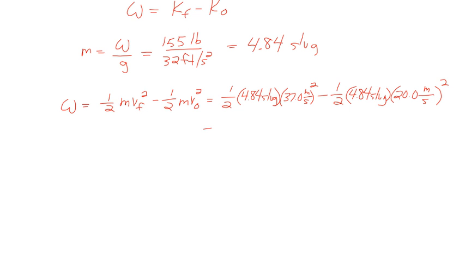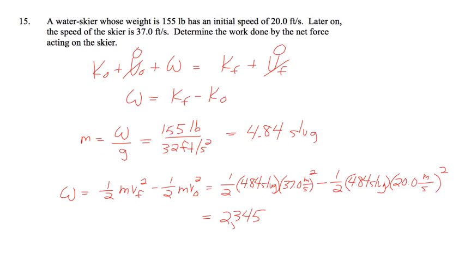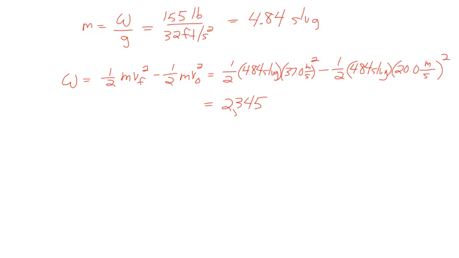And if you solve that, that's going to give you your answer for the work that's needed to raise the speed from 20 to 37. And that came out to be 2,345. And the units in the English system are, whoops, I messed up, because I put meters per second, and both of these are feet per second.